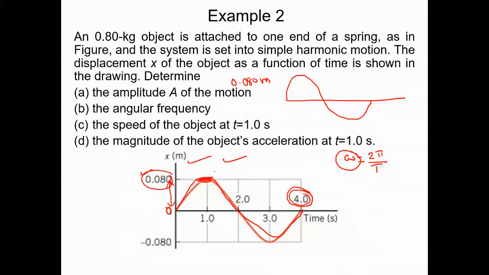Zero, because it's the max. Here and here, your speed is 0. Am I right? So when the object comes to 1 second, my speed is 0 in this position. So what should be the answer here? 0. Okay. What should be the magnitude of the object's acceleration at t equal to 1 second?